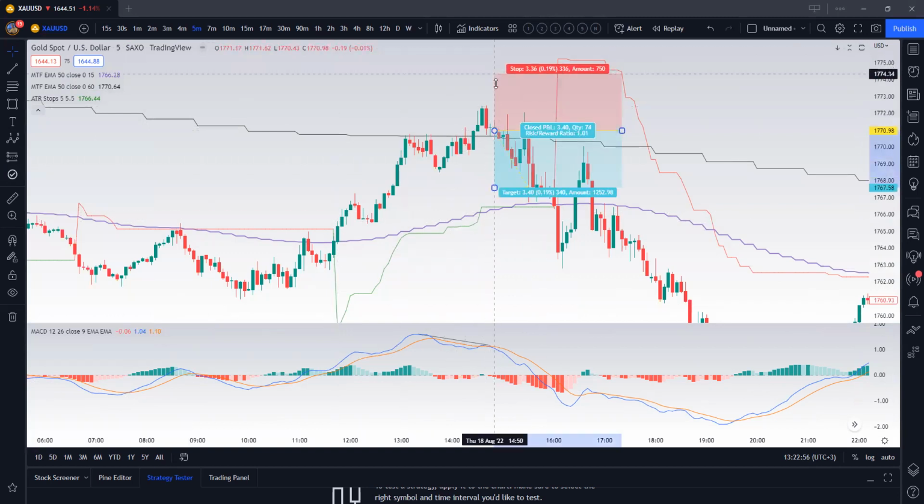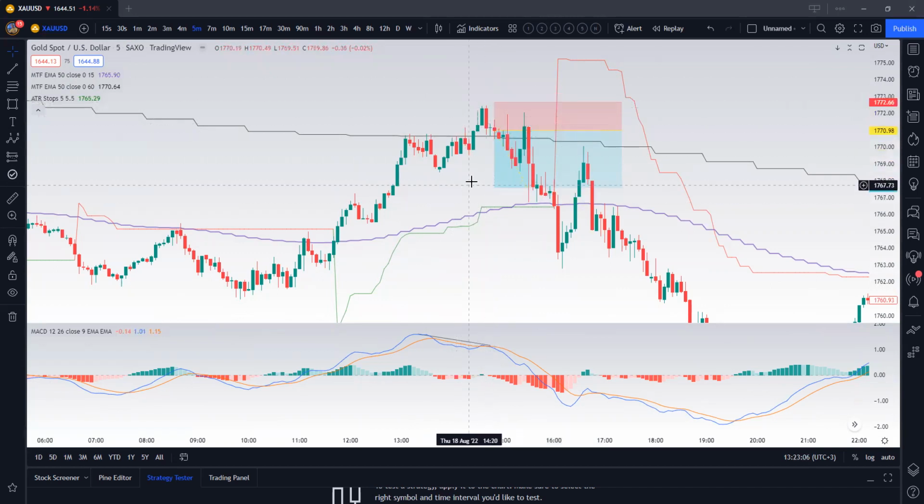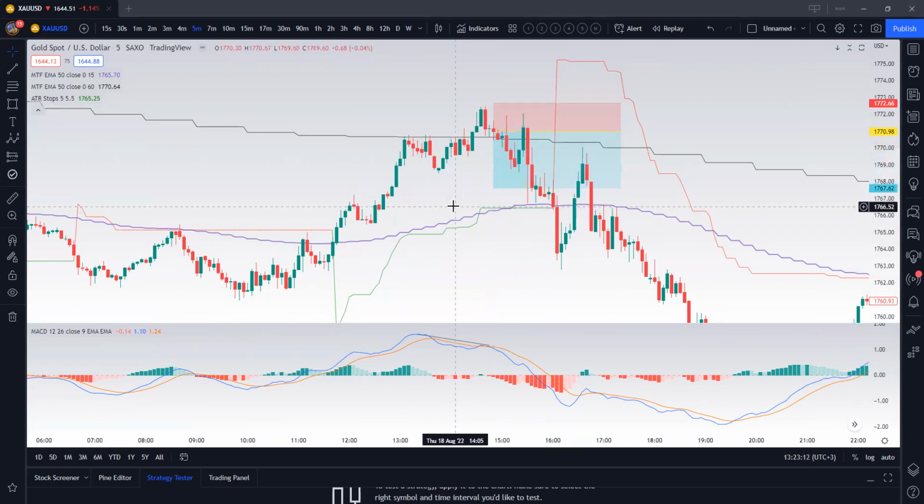Okay, when this candle has closed, we're gonna put our stop loss 2 pips above the swing high. Okay, 2 pips above the swing high, and our target is going to be by default 1 to 2.